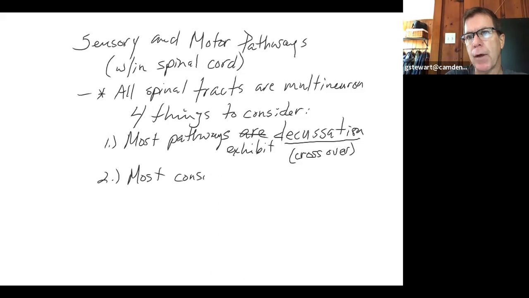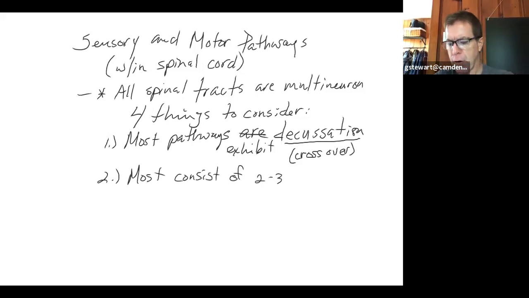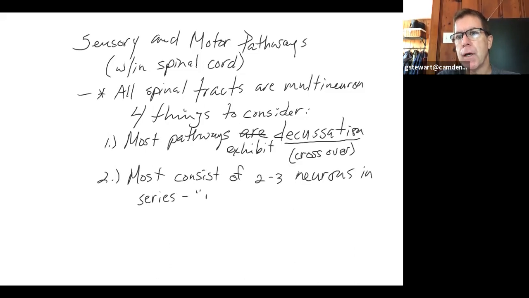Number 2, most of these pathways consist of 2 to 3 neurons in series. We call this a relay. Just like runners on a track passing a baton, that's called a relay. Same thing.